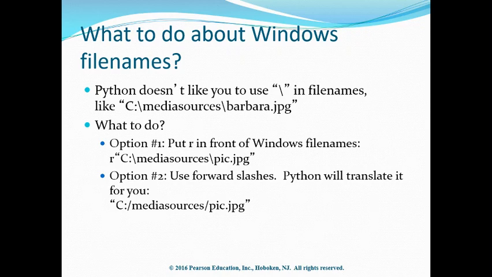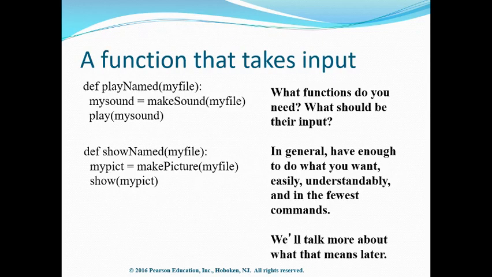Python doesn't like to use backslash in file names like C:\media sources\barbara.jpg. So what do we do? Option one is to put an r in front of the Windows file name, like r and then quotation marks and then the file path. Or you can use forward slashes instead, and Python's actually smart enough to translate it for you.